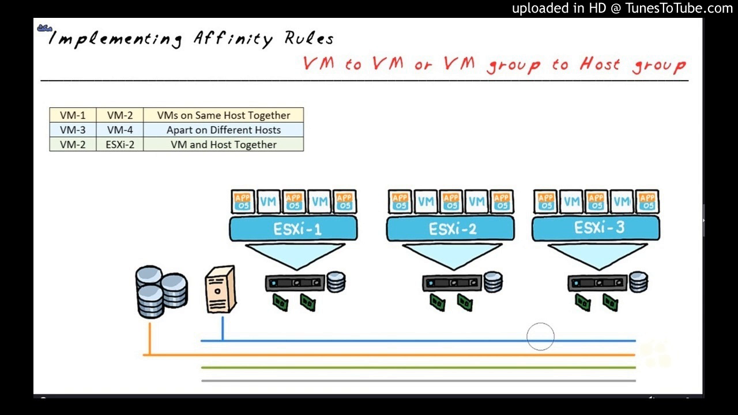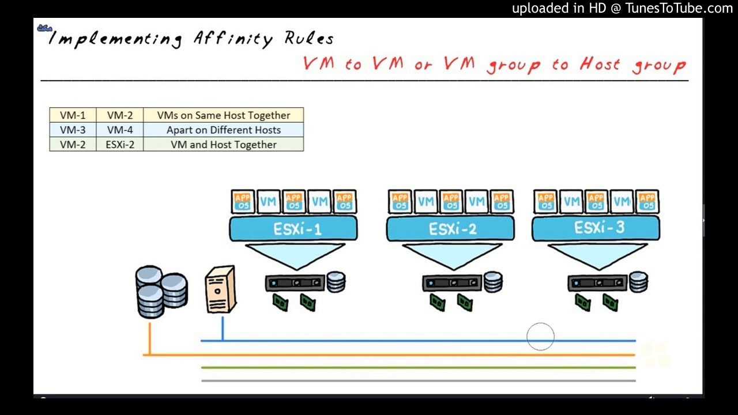We want to have an affinity rule where VM1 and VM2 are going to run on the same exact host. And we don't care what host that is. It could be ESXi1, 2, or 3. If we set up the rule that just says they have to run together, we'll let the cluster decide which host to put them on. Secondly, let's create an anti-affinity rule for VMs 3 and 4, so they have to run on different ESXi hosts. And third, let's create an affinity rule that says that VM2 must run on ESXi2.